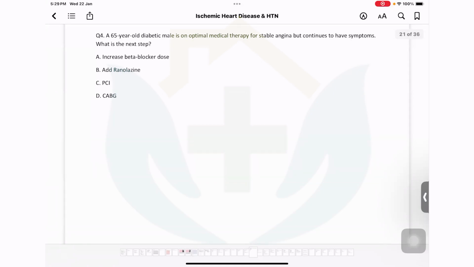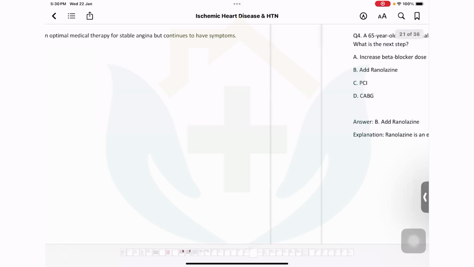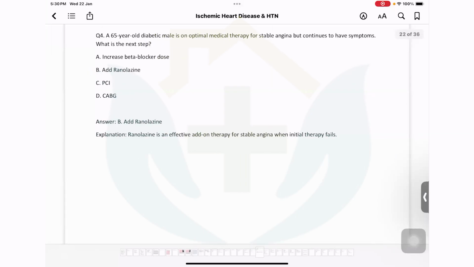has exercise-induced angina still present. There is this excellent drug called ranolazine, which is nowadays, along with ivabradine, approved to be used in refractory angina. So the answer here will be to add ranolazine. Ranolazine is an effective add-on therapy for stable angina when initial therapy fails.